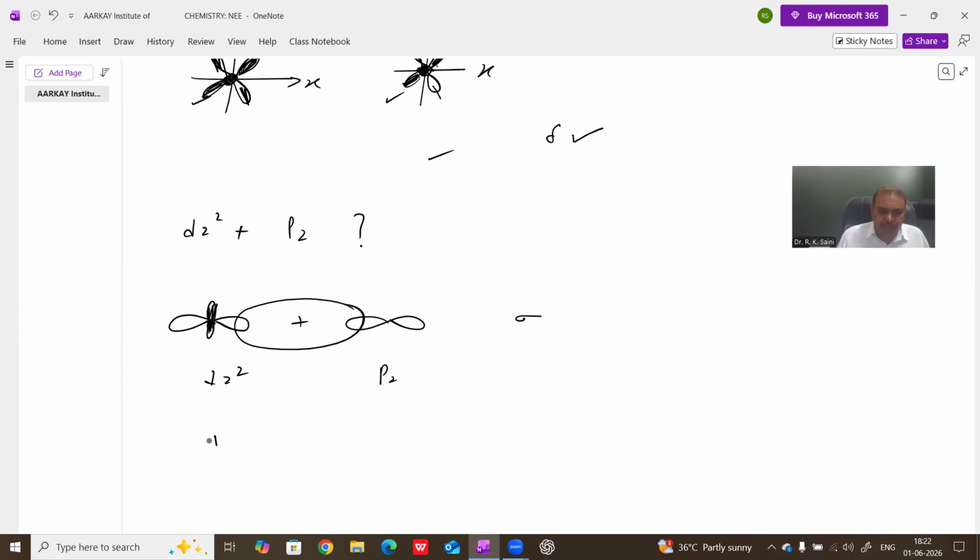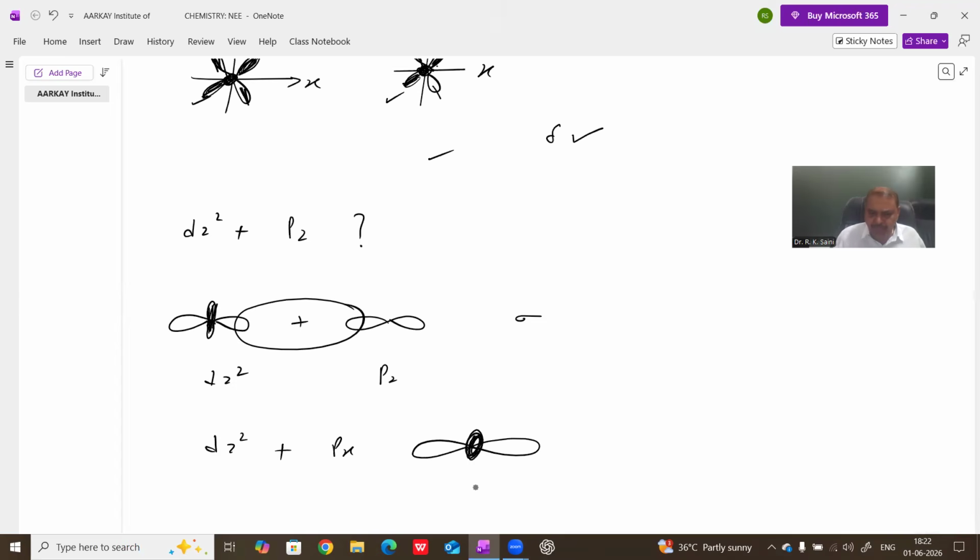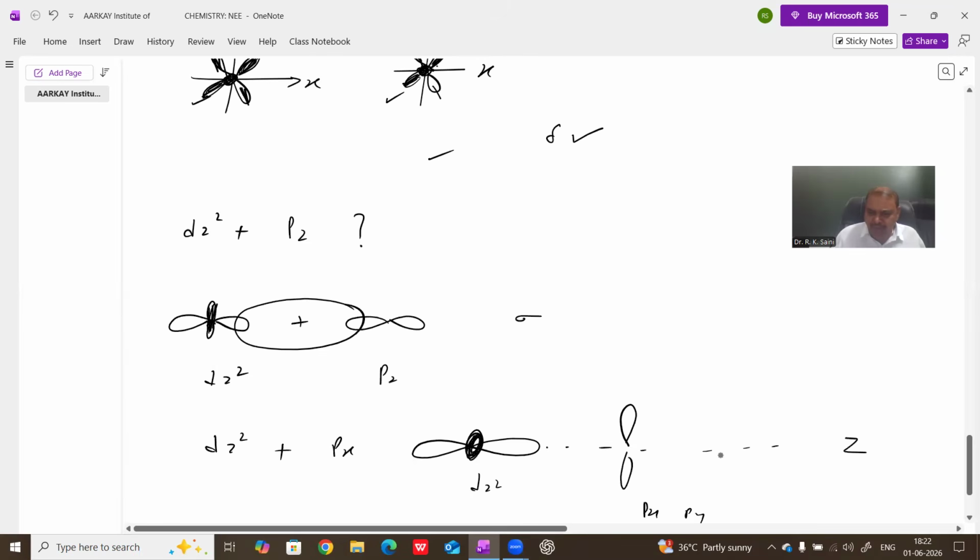Now another example, dz square and px. There is no bond interaction, because it is the dz square orbital, where we take z as the internuclear axis, and the other orbital may be px or py. No interaction, therefore no bond formation, because their lobes do not overlap in proper orientation.